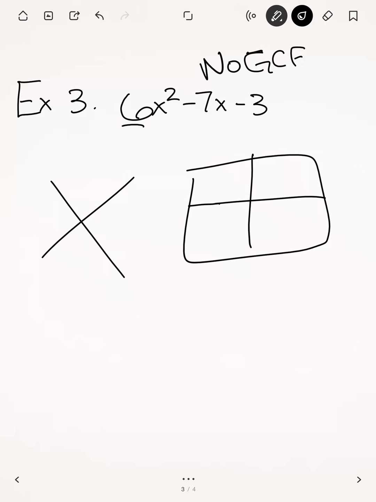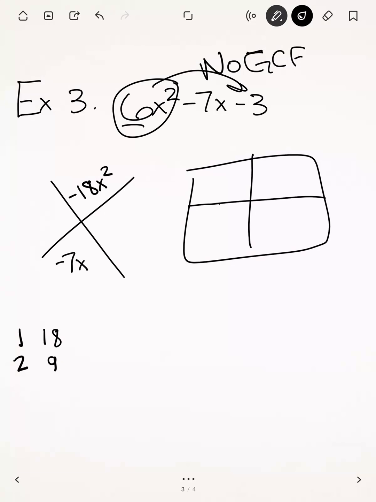So I take my first term times my last term. 6x squared times a negative 3 gives me a negative 18x squared. My middle term goes in the bottom. Then I need to figure out what I can multiply to get a negative 18x squared and add to get a negative 7. So I list my factors. I got 1 and 18, 2 and 9, 3 and 6. So 1 and 18. In any way can I make them add to get negative 7? Nope. So I cross them off.